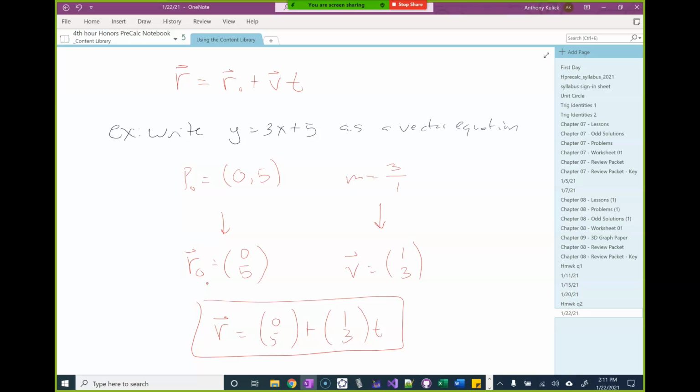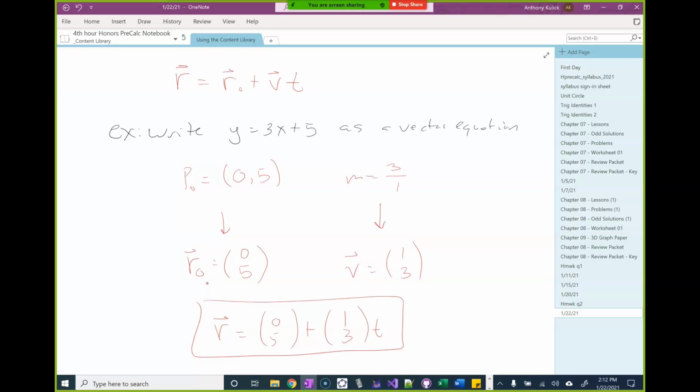Mr. Kulik, just to check, are these supposed to be fractions or is there supposed to be no line? They are not supposed to be fractions. Okay, I just want to make sure. Yep, those are column vectors, so they are not fractions. Good question. Okay.